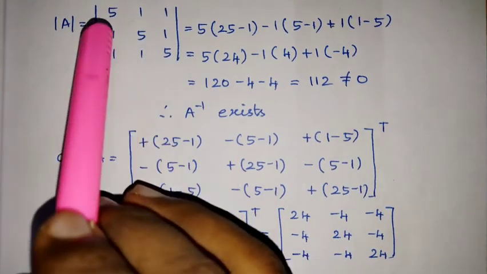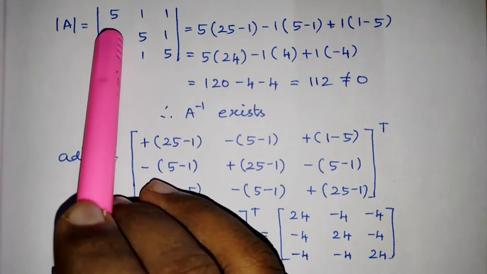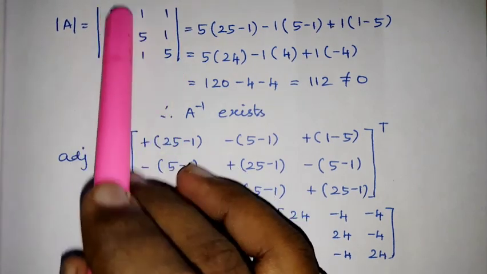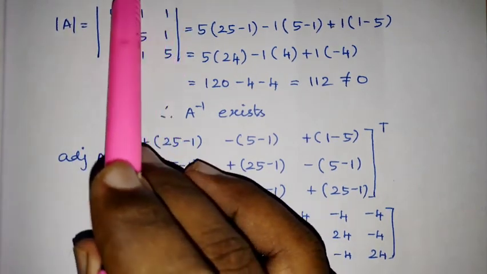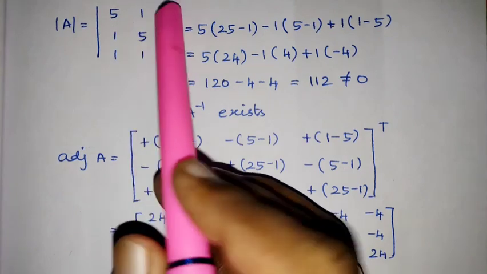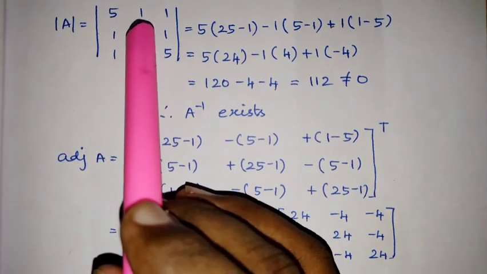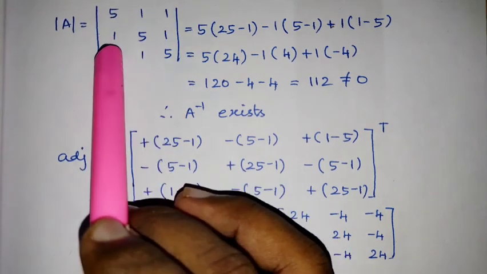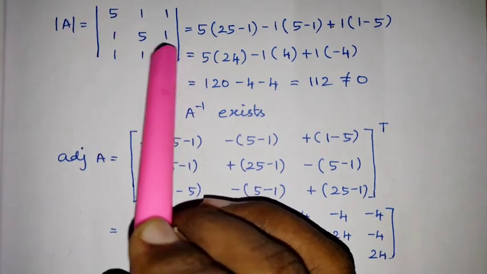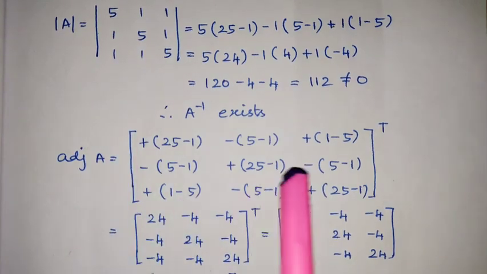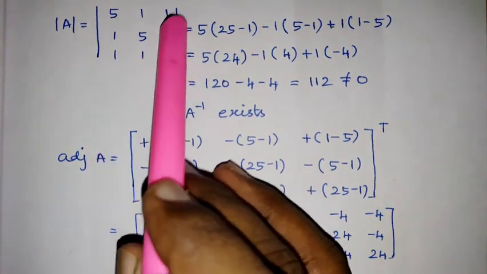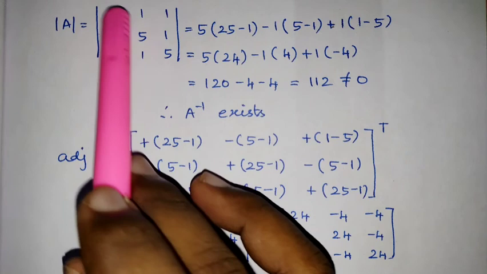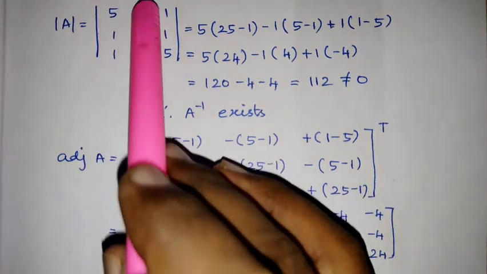Then here, first element in the second row. Leave the row and column. We have 1, 1, 1, 5. 1 into 5 is 5 minus 1 into 1. So it is given here. Then the middle element, leave the row and column, 5, 1, 1, 5. 5 into 5 is 25, minus 1 into 1 is minus 1. Then 1, leave the row and column, 1, 5, 1, 1. 1 into 5 is 5, minus 1 into 1 is 1.